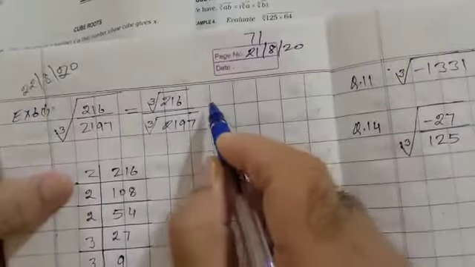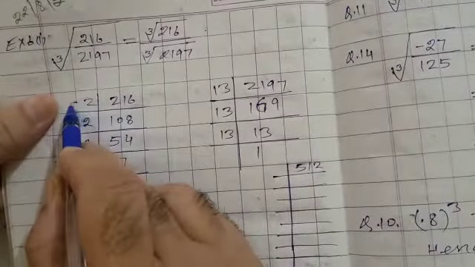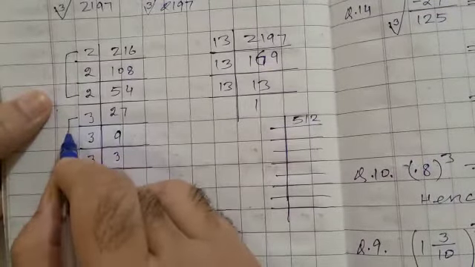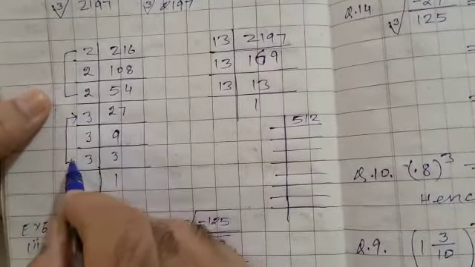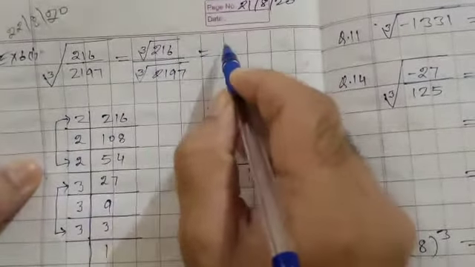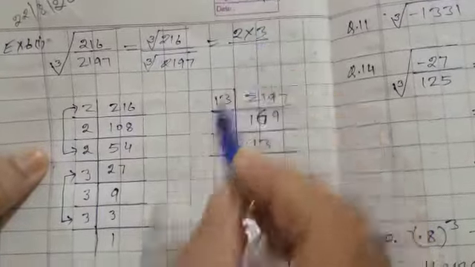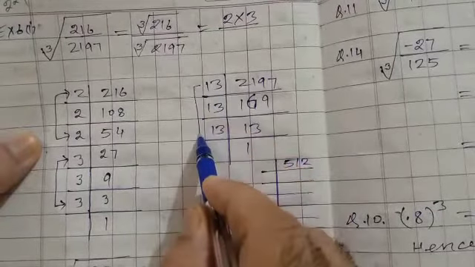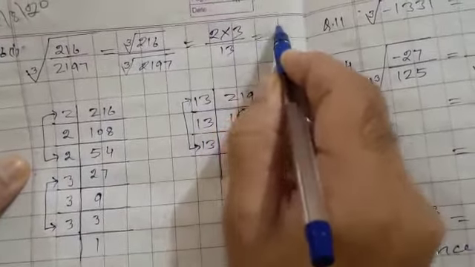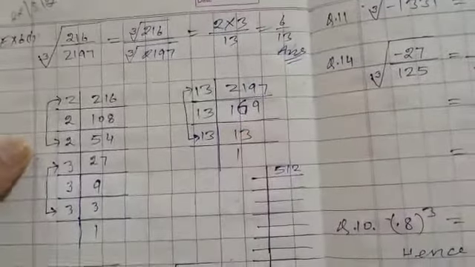So 2 forms a triplet, and 3 also forms a triplet. So we write one factor from the triplet, that is 2 into 3 upon 13, which also forms a triplet. So we write 13, that is 6 upon 13. This is your required answer.